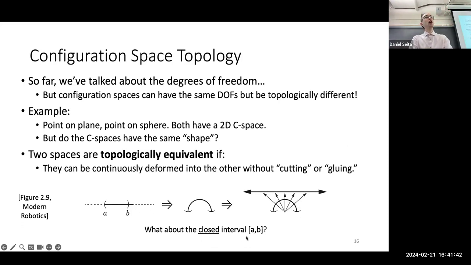But if you're talking about the closed interval AB, when you include the endpoint, it is not topologically equivalent to the open circle. If you make your point equal to A, you can't do a continuous deformation that would map point A to point A on this open interval, because by definition it doesn't include it.